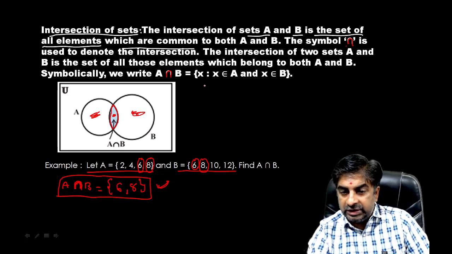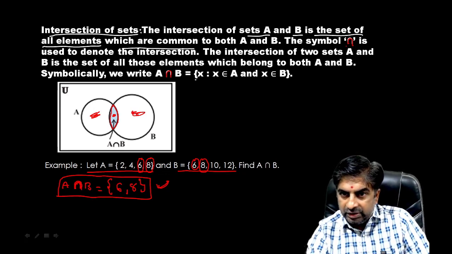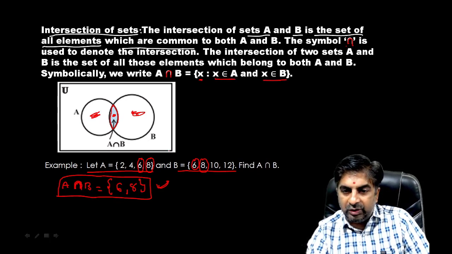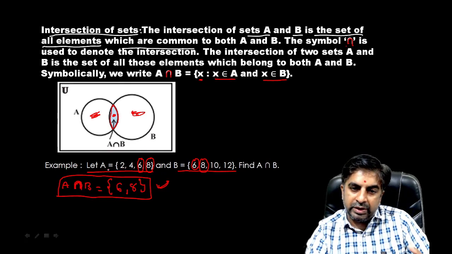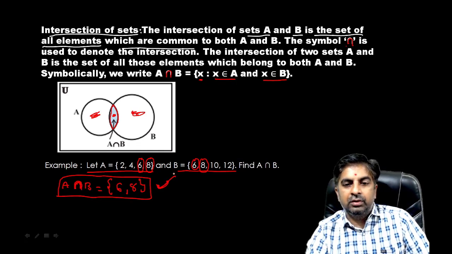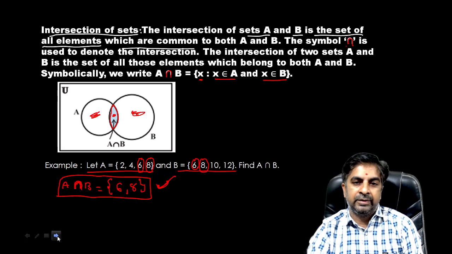Here you can see whatever your x is, it belongs to A also and it belongs to B also, because we are selecting common elements from both. So this 6 belongs to A and B both, and 8 also belongs to A and B both. Okay guys, please keep this in mind.